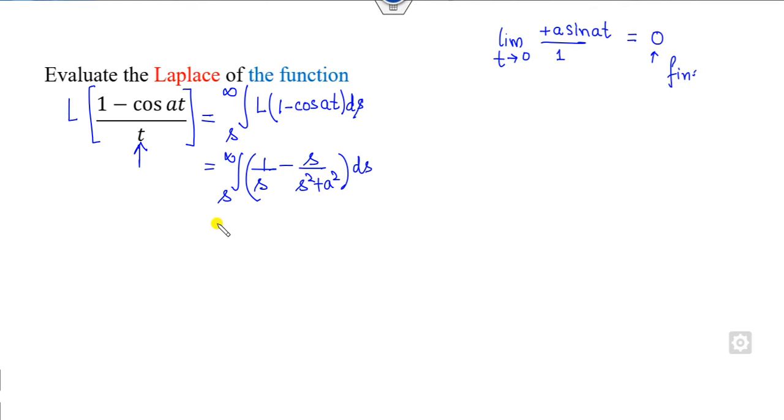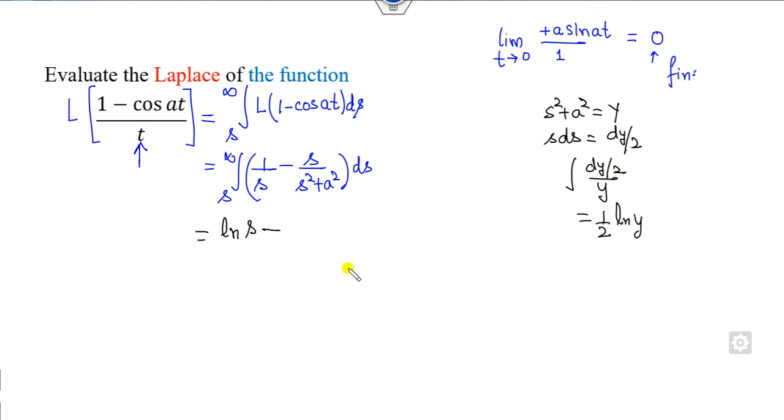Now you can integrate them. What is the integration of 1 over s? It is ln of s. What is the integration of s over s square plus a square? If I simply take s square plus a square as my y, then s ds will be dy over 2. So this integration will be dy over 2 over y, that is half ln of y. So half ln of s square plus a square, from s to infinity.